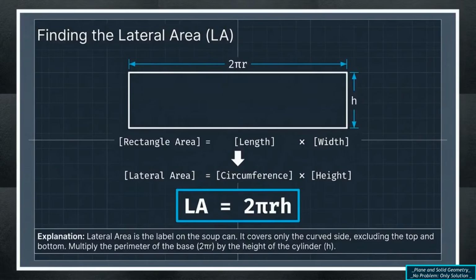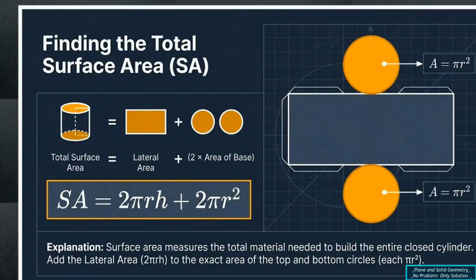To find the lateral area, the surface of the curved side alone, we calculate the area of this rectangle. By multiplying the length, or circumference, by the height of the cylinder, we get the equation lateral area equals 2 pi rh. Total surface area represents the material needed for the entire closed shape.